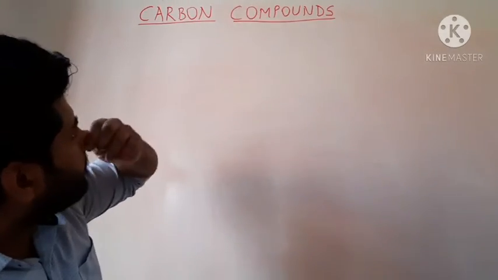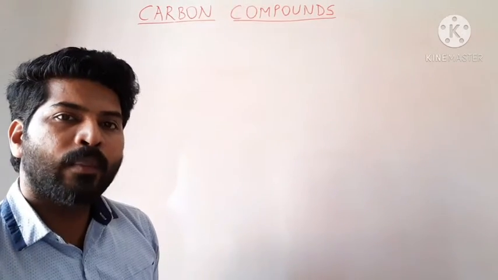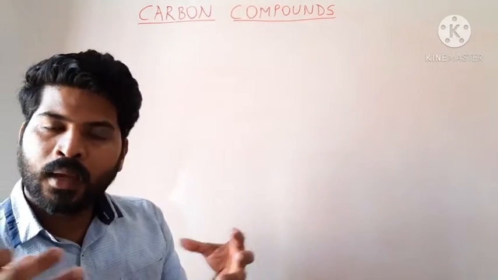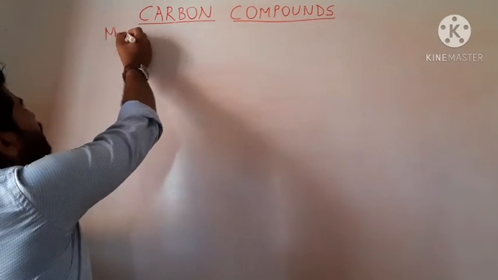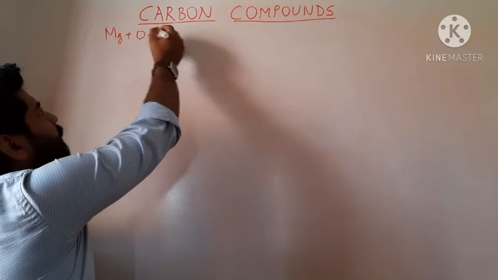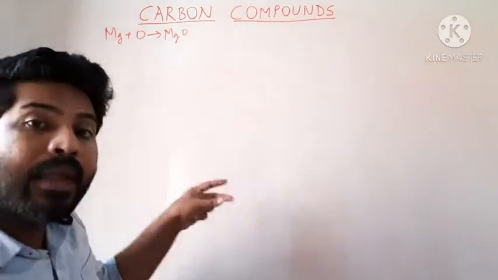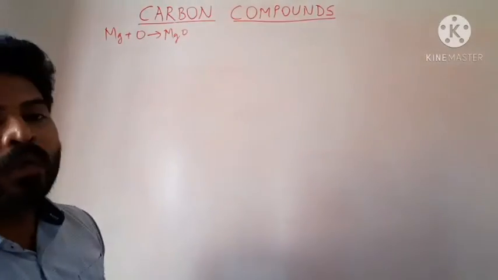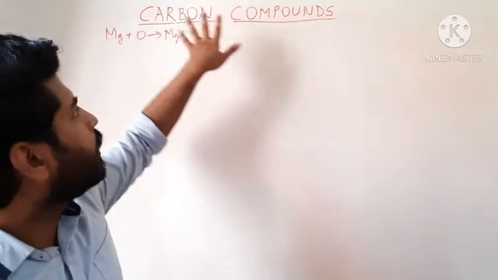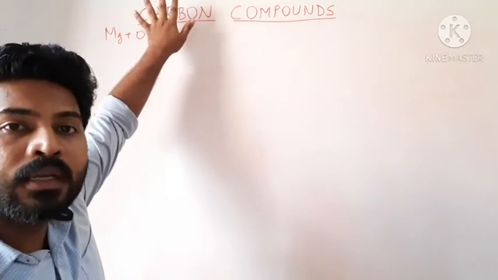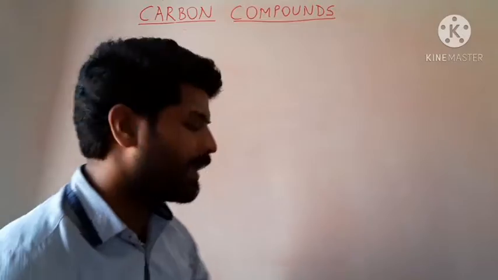If you look at the word carbon compounds, a compound is a substance that is formed when two or more elements combine chemically. For example, you have an element magnesium, it combines with another element oxygen, you get magnesium oxide. So when two or more elements combine chemically, we get a compound. In this lesson, we are going to discuss exclusively compounds formed by the element carbon. So let us first get to know a little more about the element carbon.